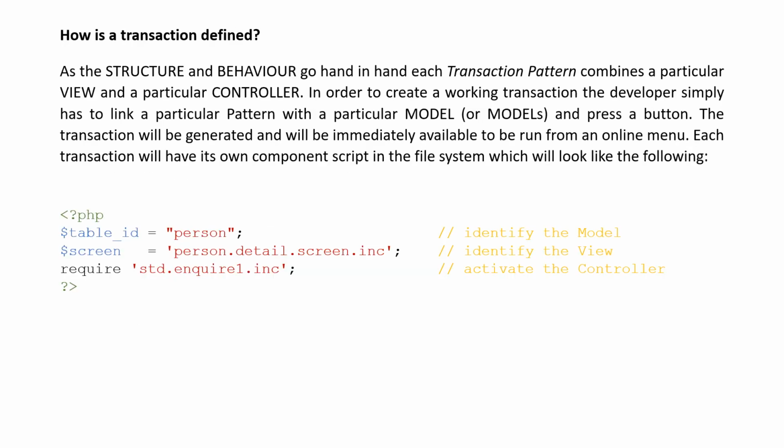How is a transaction defined? As the structure and behavior go hand in hand, each transaction pattern combines a particular view and a particular controller. In order to create a working transaction, the developer simply has to link a particular pattern with a particular model or models and press a button. The transaction will be generated and will be immediately available to be run from an online menu. Each transaction will have its own component script in the file system, which will look like the following.